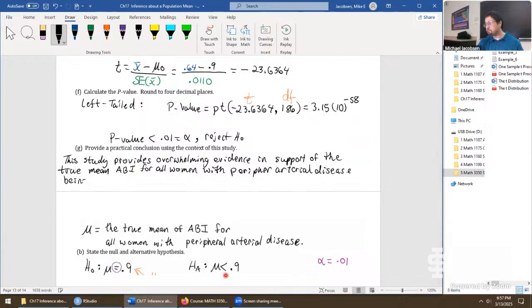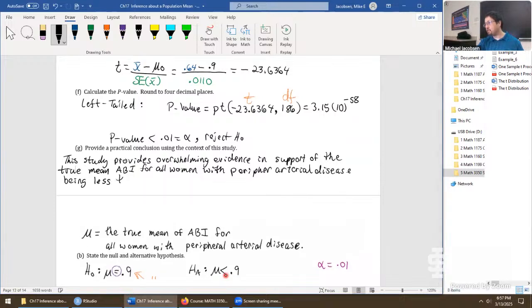Okay, so we have overwhelming evidence in support of the true mean of all women with peripheral arterial disease being less than 0.9, and so in the unhealthy range. So what does this give the medical practitioners? They now know that if you have this condition, peripheral arterial disease, then they might as well check for a different condition, look into your ABI, because that might be quite off.